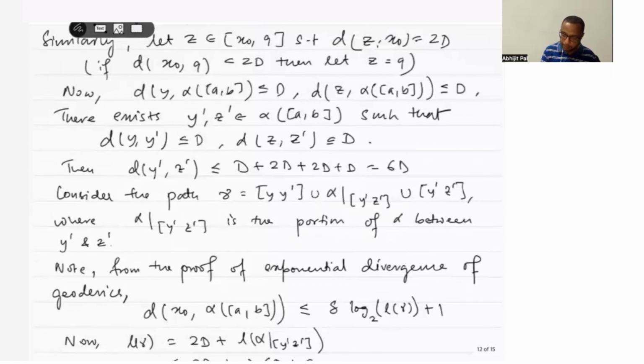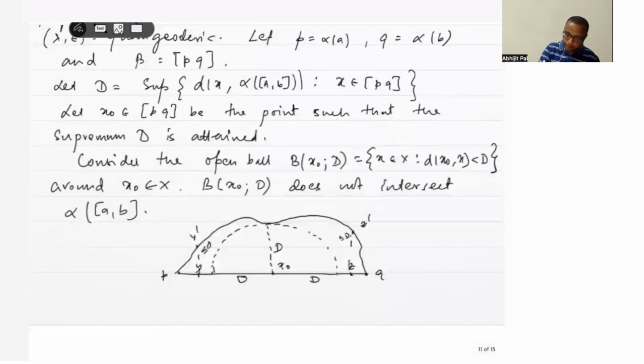Now consider the path gamma to be the geodesic joining y and y prime, union the part of alpha joining y prime and z prime, union the geodesic joining z prime and z. So here we are taking this path.